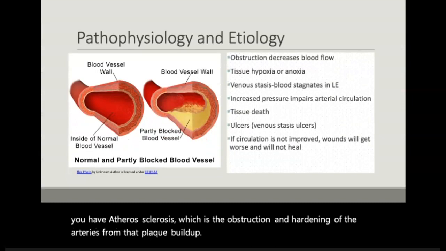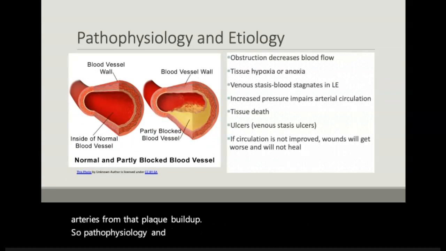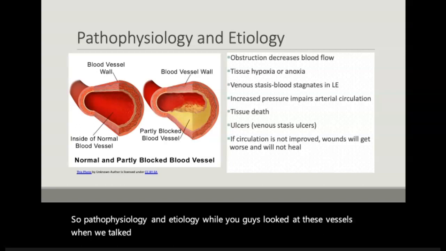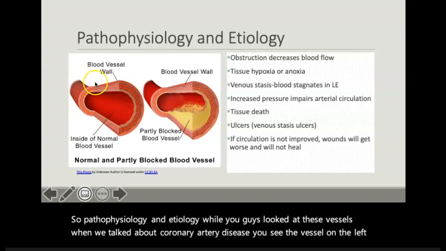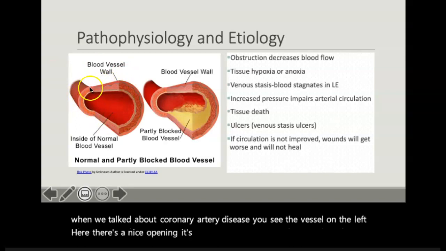So, pathophysiology and etiology. Well, you guys looked at these vessels when we talked about coronary artery disease. You see the vessel on the left here. There's a nice opening. It's nice and clean. The blood can flow through here easily.